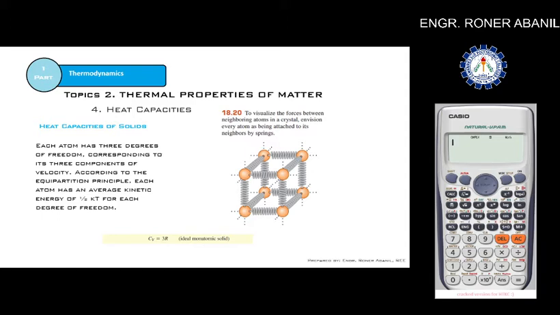So, thus we expect each atom to have an average kinetic energy of 3/2 kT and an average potential energy of 3/2 kT pa rin, or an average total of 3 kT. Okay?